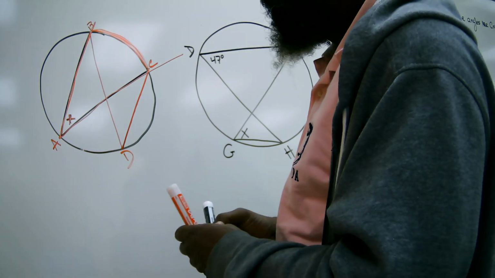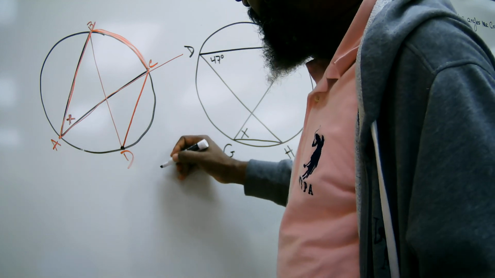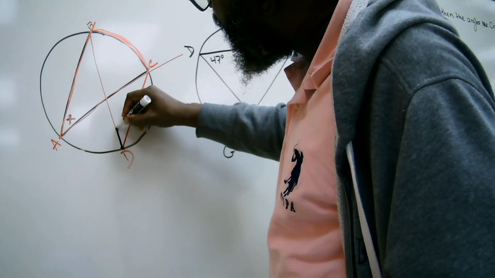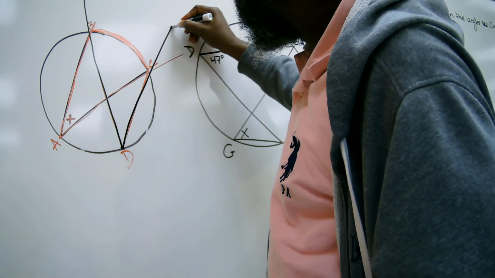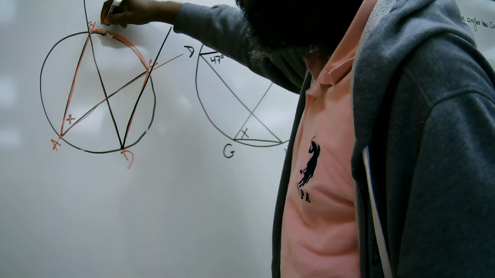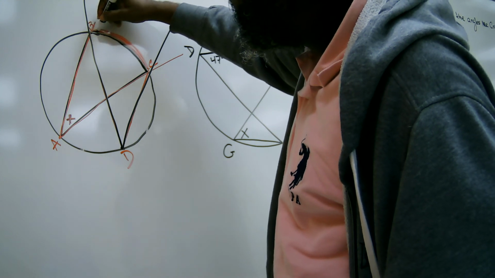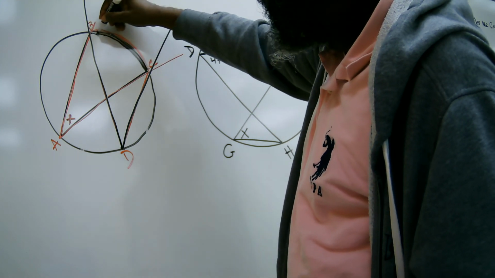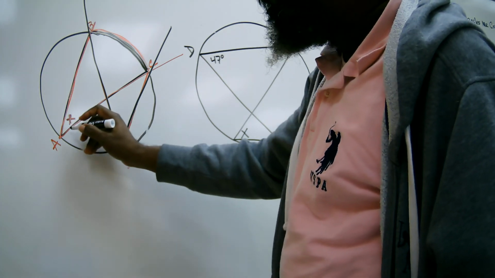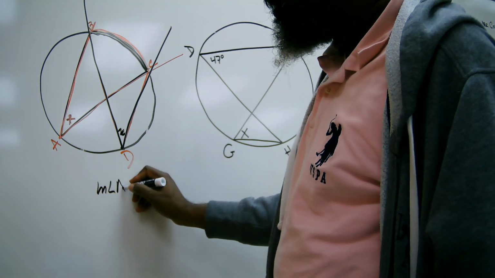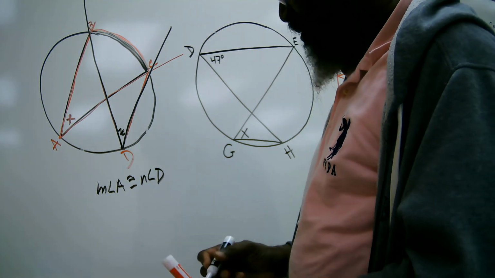Then I have another inscribed angle here, angle D. Let's trace the intercepted arc. As you can see, those two angles share the same intercepted arc. Any two angles that share the same intercepted arc will be congruent, meaning that angle X will be congruent to angle Z. The measure of angle A, which is X, will be congruent to the measure of angle D.